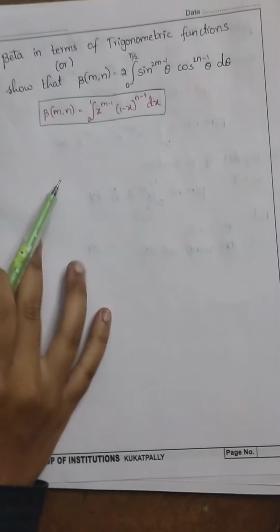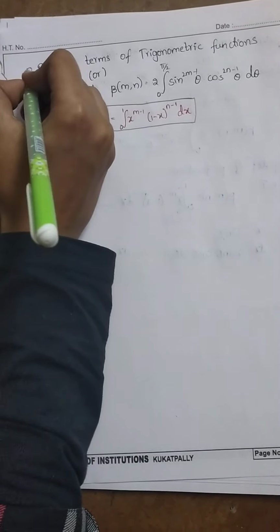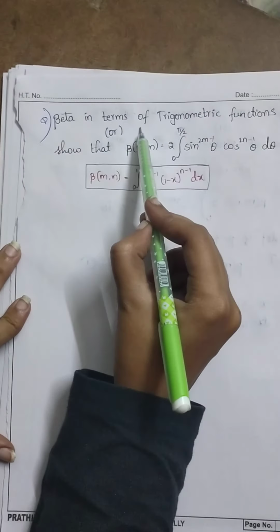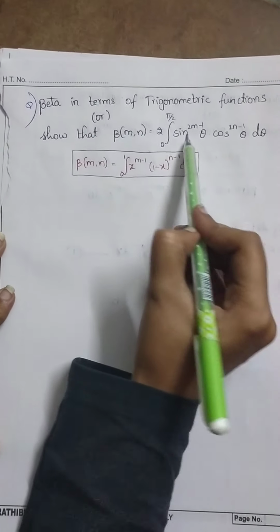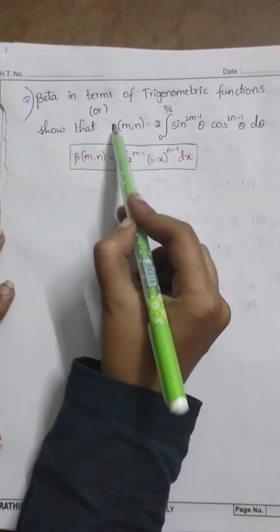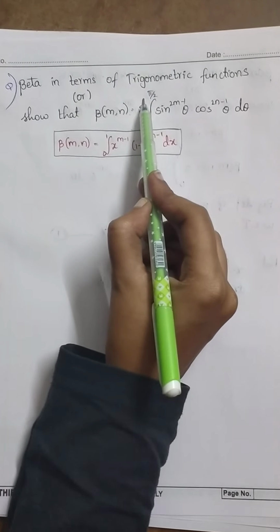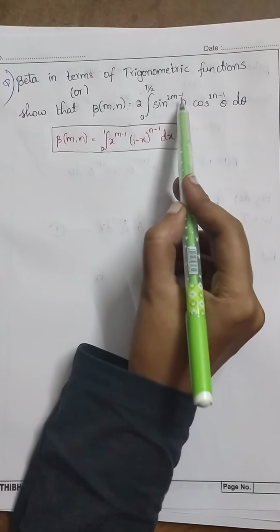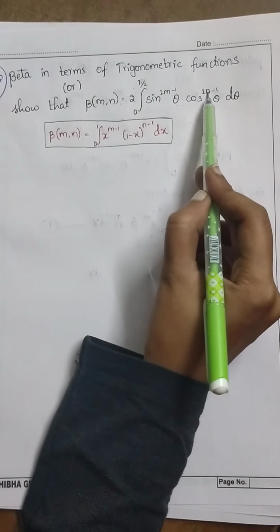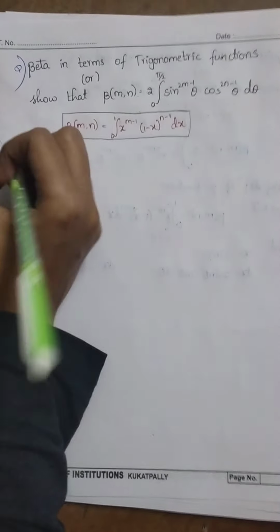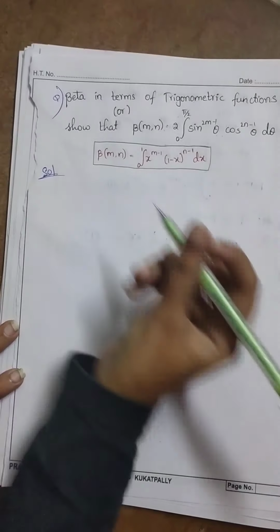Now that can be written in two forms. The question can be written as two forms. That is beta in terms of trigonometric function, and another one is beta of m comma n is equal to 2 into integral 0 to pi by 2 sin power 2m minus 1 theta into cos power 2n minus 1 theta d theta. So now let us go to the solution.